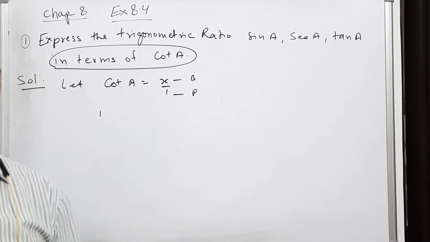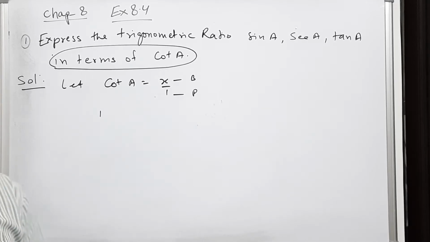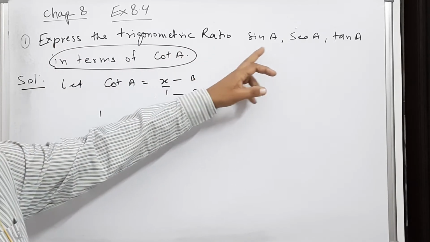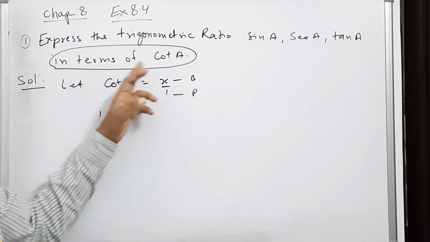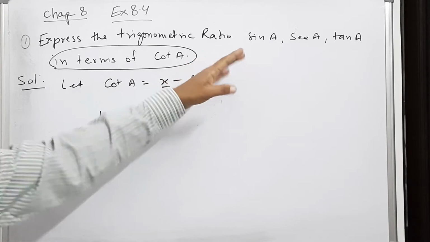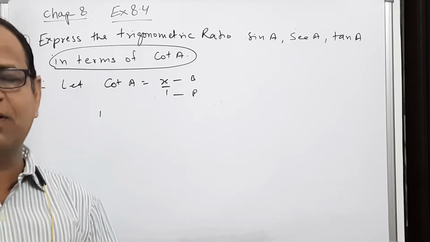Hello students, today I am starting exercise 8.4. This exercise is related to trigonometrical identities. Express the trigonometric ratio sin A, sec A, tan A in terms of cot A. This is the problem. It means we have to find what sin A is in terms of cot A.